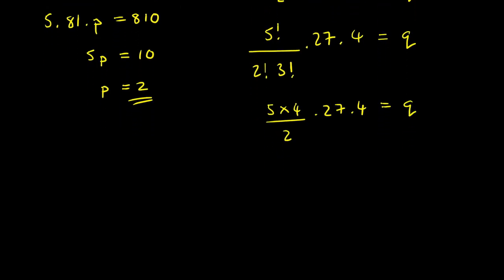I think we can make our life a little bit easier by dividing top and bottom here by 2. If I do that, I get 2 there. So then we're going to get 27 times 4, and then times 10, because 5 times 2 is 10. How do I do 27 times 4? I double it, which gives me 54. I double it again, which gives me 108. And 108 times 10 is going to give me 1080. So q should be equal to 1080, and that will be our final answer.